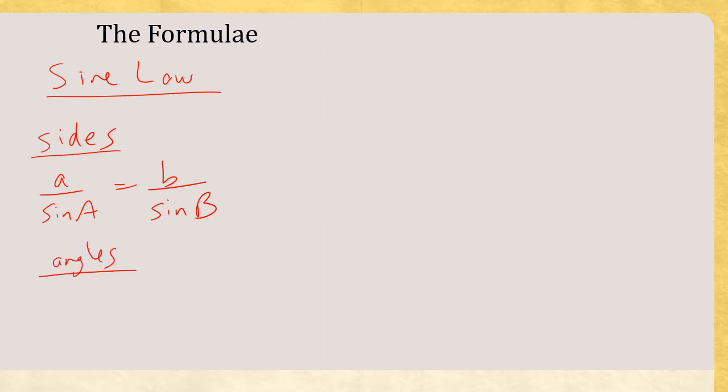For angles, basically the same, but flipped. So you start with the angles on top. Sine A over a equals sine B over b.